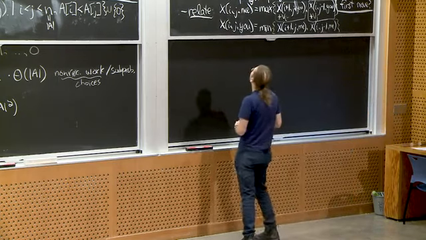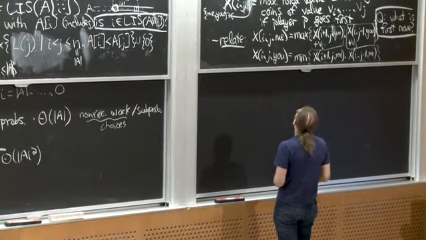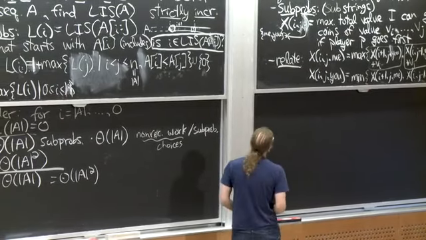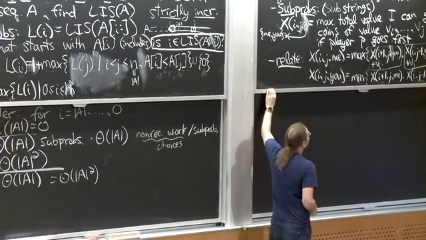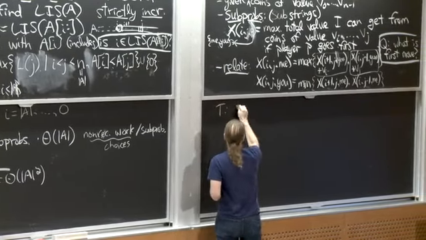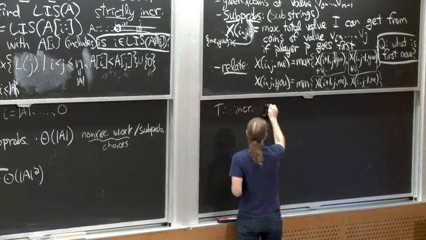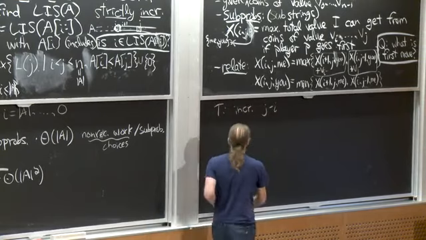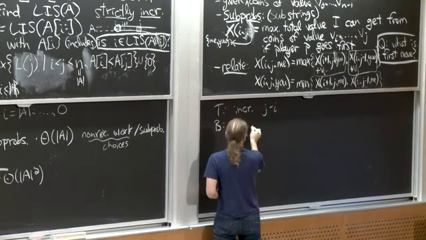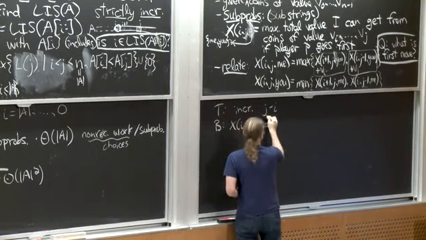We have, of course, all of the subproblems to do. So the topological order here is in increasing length of substrings, so increasing j minus i. Start with empty strings. So the base case is that x of i me is vi.